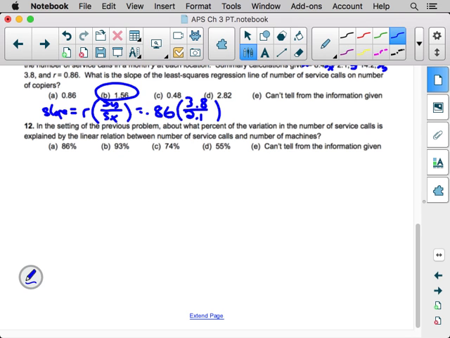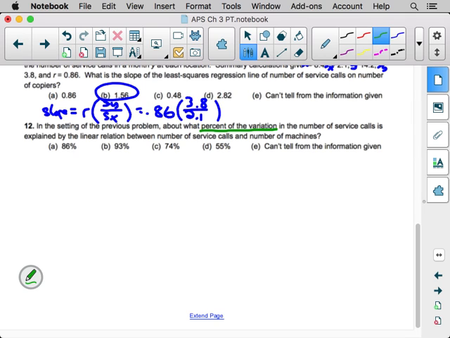All right. 12. In the setting of the previous problem, about what percent of the variation in the number of service calls is explained by the linear relation between number of service calls and number of machines? So what pulls my attention here is percent of variation. That should seem familiar to you by this point, right? Haven't we talked about that over like many days at this point? Symbolically, using letters and symbols, what do we use to represent percent variation? What are we talking about? Not just R squared. Thank you.